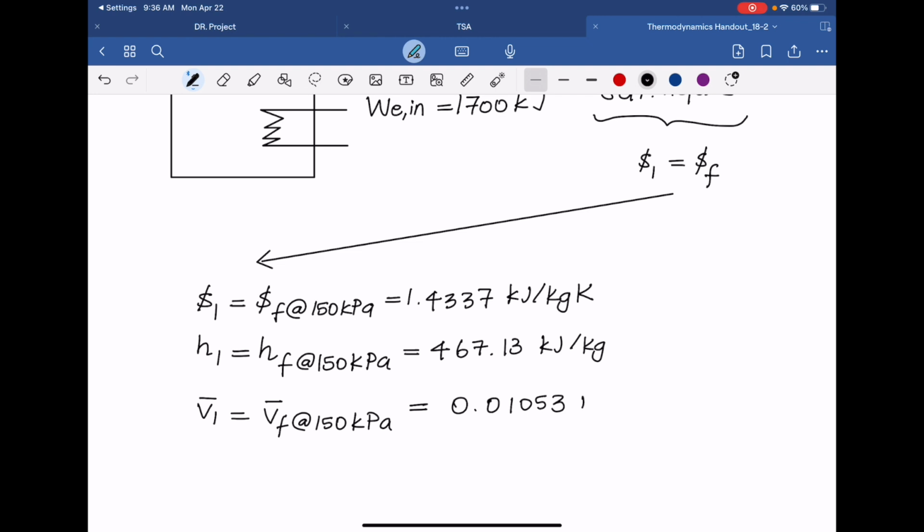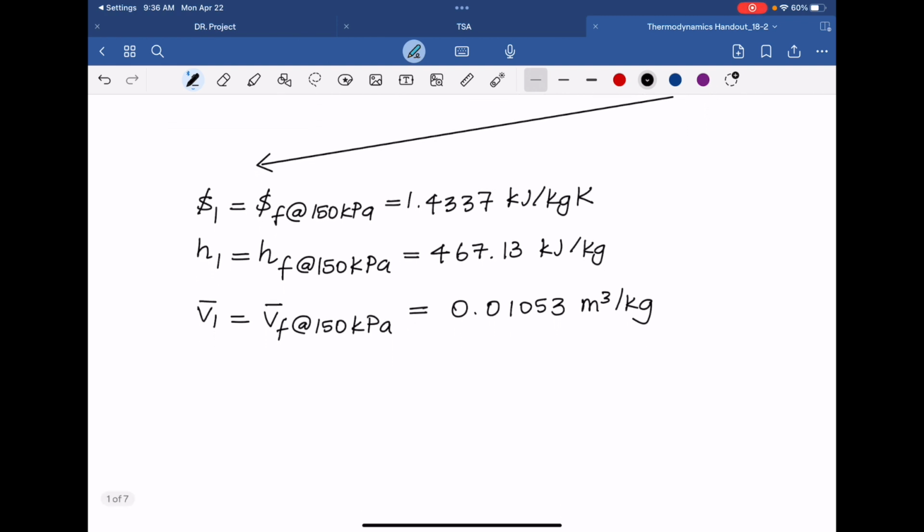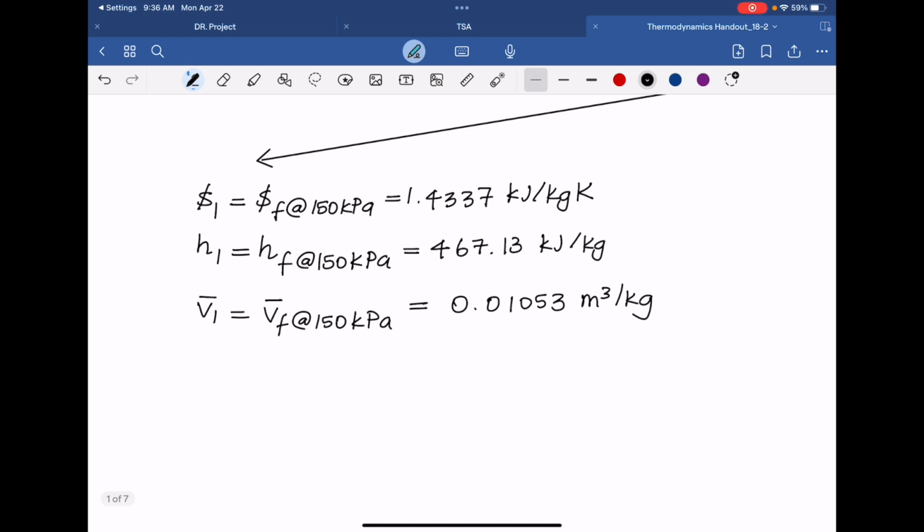If you're still having trouble reading the right tables, please listen to my recordings for chapter 3 and chapter 4. It will help you to figure out how to read the right tables when the set of properties are given to you. Okay, so we are able to figure out the properties of our system at that pressure if it's saturated liquid at state 1. These are the properties.